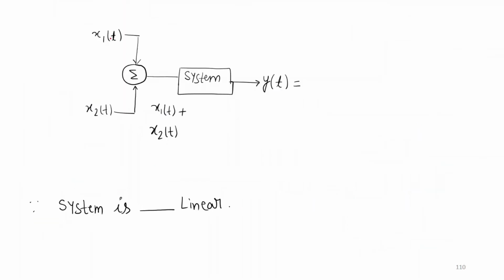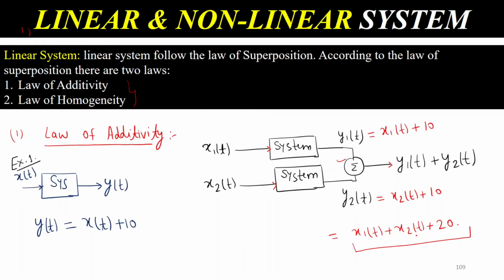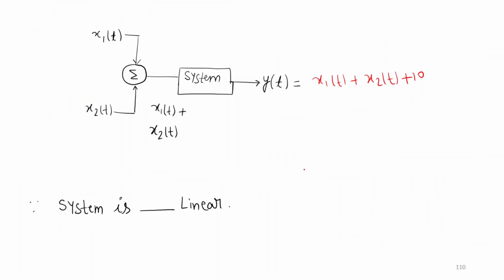So here I am adding at the input side this summation x1(t) + x2(t). What is the system behavior? It is adding 10 to the output. So the output will be y(t) = x1(t) + x2(t) + 10. Here you are getting x1(t) + x2(t) + 20, but here you are getting x1(t) + x2(t) + 10. So the system is non-linear. It is not following the law of additivity.